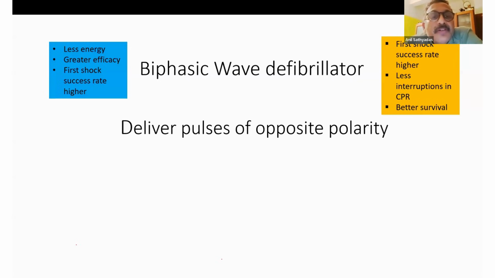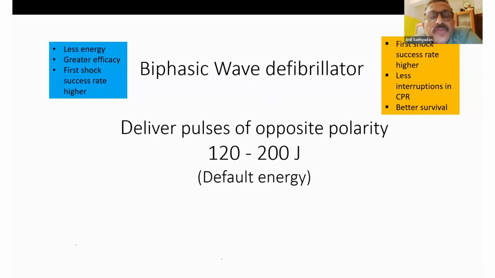What is biphasic? It means that the pads or paddles would deliver pulses of opposite polarity. One would be positive, the other would be negative. And then the next question is, what energy do you use for defibrillation? The correct answer is the default energy of the defibrillator. The default energy would vary between defibrillators. One defibrillator would have 150, another 120, and a third 200.